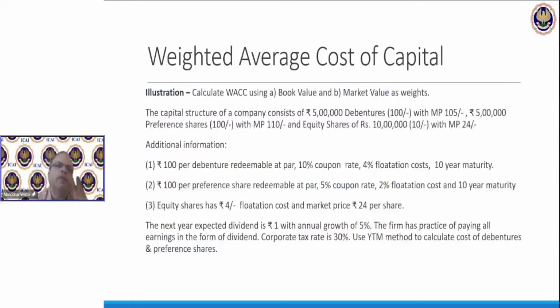Okay. Coming back to this question, calculate the WACC using book value and market value as weights. So the capital structure is given: 5 lakhs debentures with market price of 105, 5 lakh preference shares with market price 110, equity shares of 10 lakhs with market price 24. Additional information is given: 100 per debenture redeemable at par, 10% coupon rate, 4% flotation cost, and 10-year maturity. And the same information is given for preference shares and equity shares.